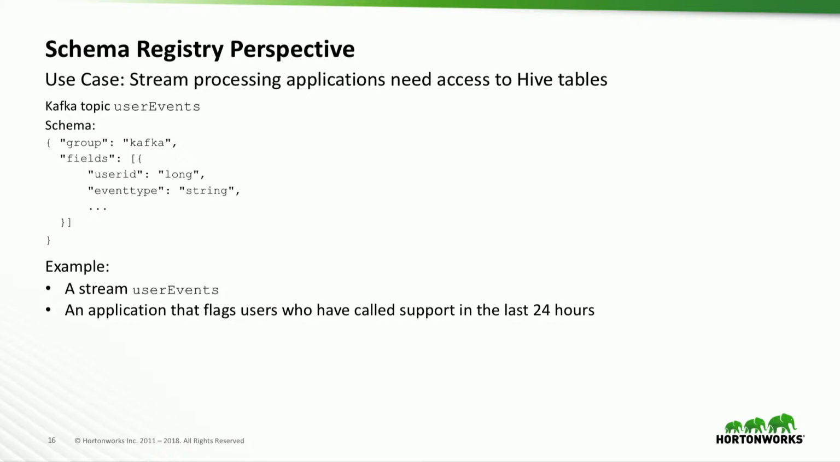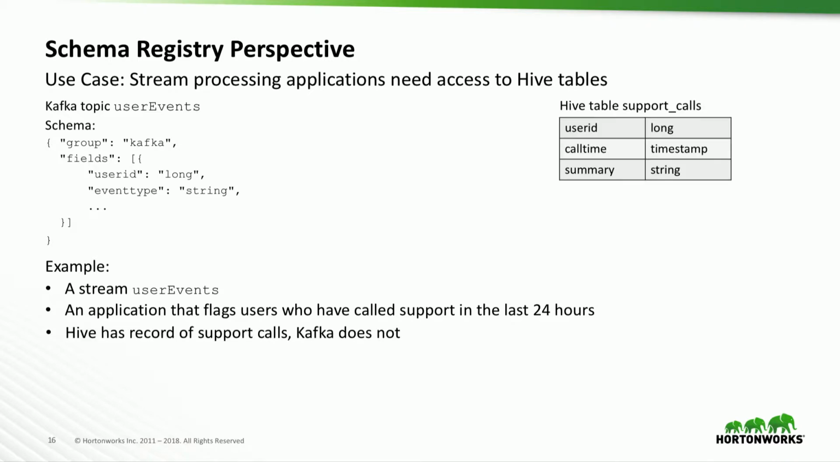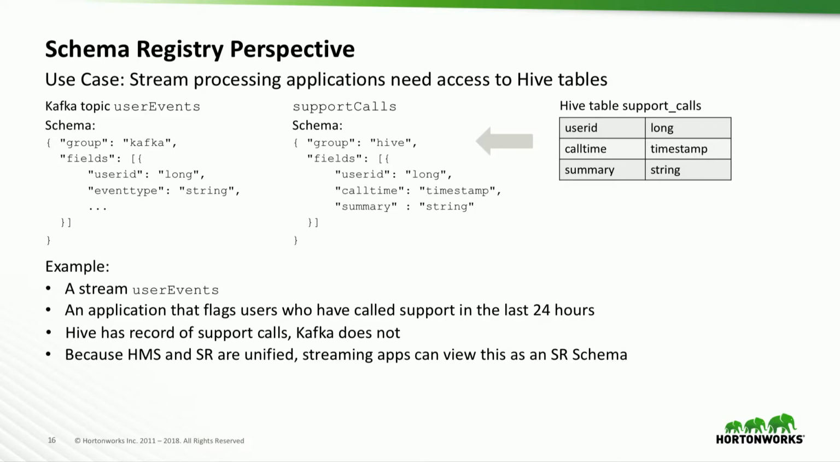Now the problem is, the data about who called your call center is not in Kafka, because that's not a streaming thing. It's in some Hive table somewhere. Let's assume you have a Hive table called support calls, and it records who calls and a little bit of a summary of what happened, but your Kafka topic here doesn't have access to that information because it's stored away in Hive. So what are you going to do? If these are shared across the same metadata system, that means your streaming application can view this Hive table as if it were a Kafka topic.